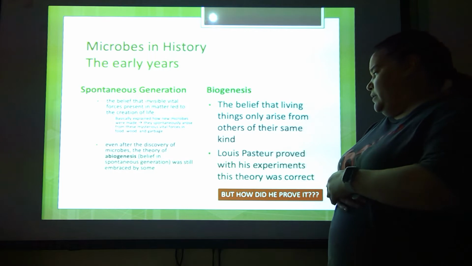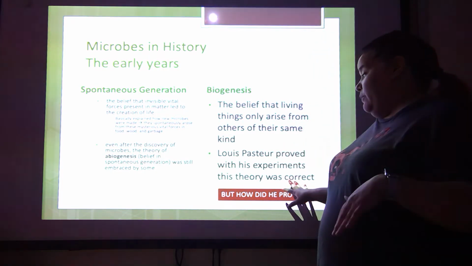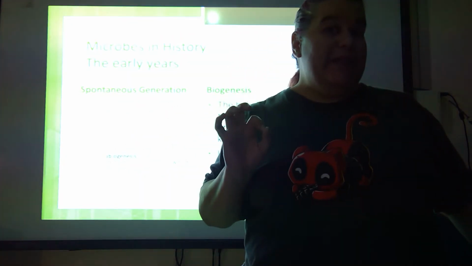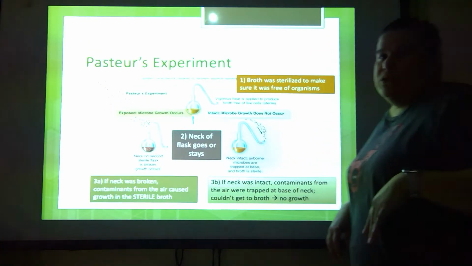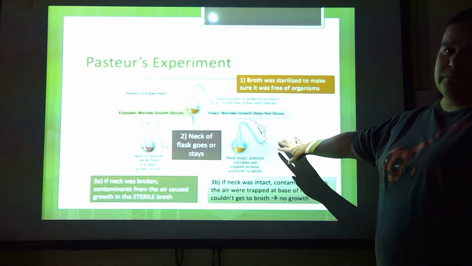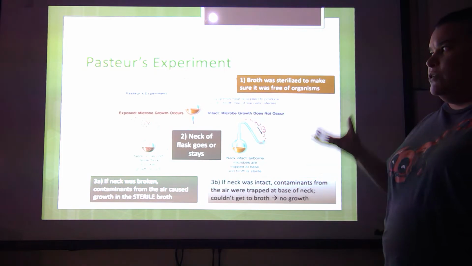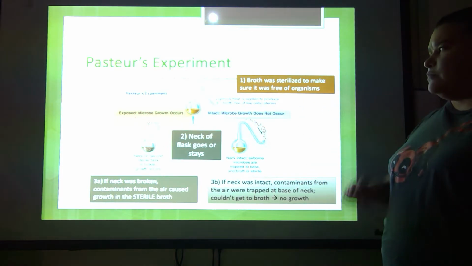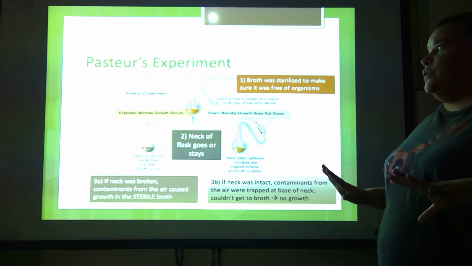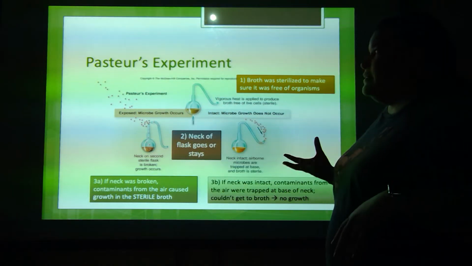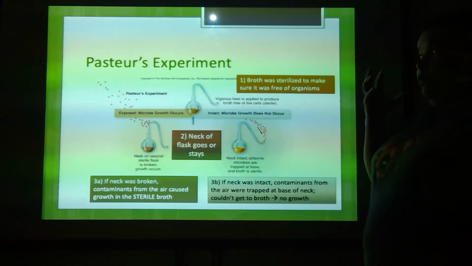Okay. So, biogenesis is the belief that living things only arise from other living things of the same kind. Louis Pasteur proved this with his experiments, and this theory was correct. But how did he prove it? How did he show them that it just doesn't come from mysterious vital forces? It's actually a really simple experiment, but it's a really good experiment. So he had these things, okay, called gooseneck flasks. So you've got a round bottom flask with the gooseneck. All right. So he put media, probably something like chicken broth, inside of this, and he boiled it.